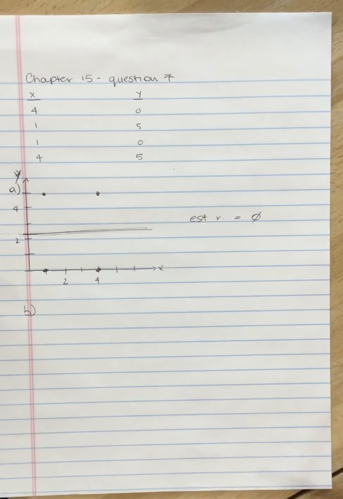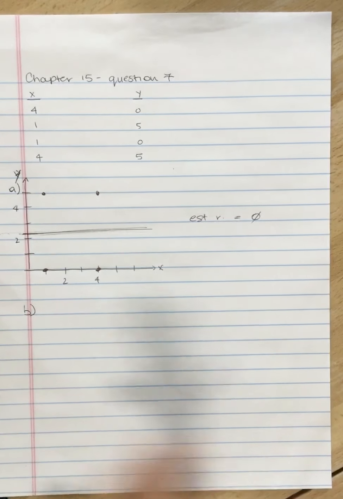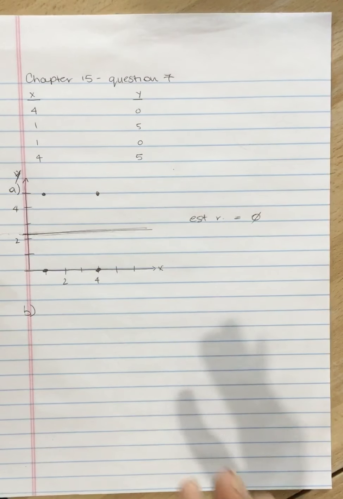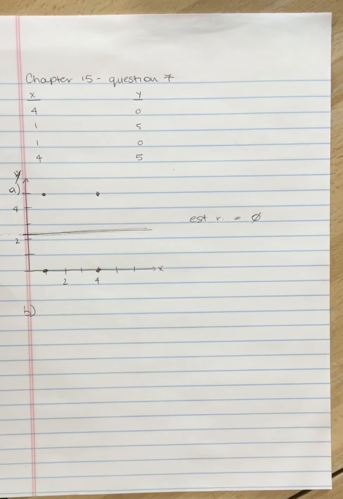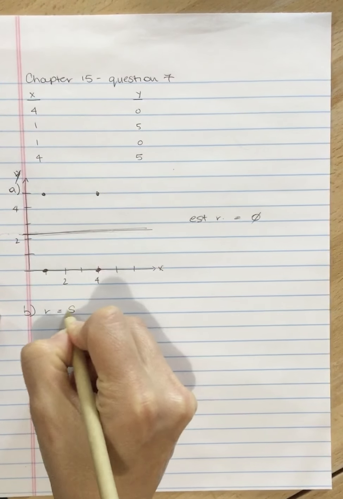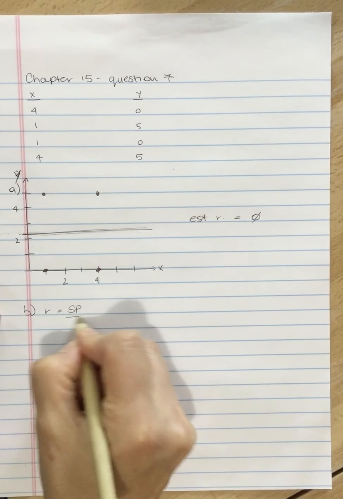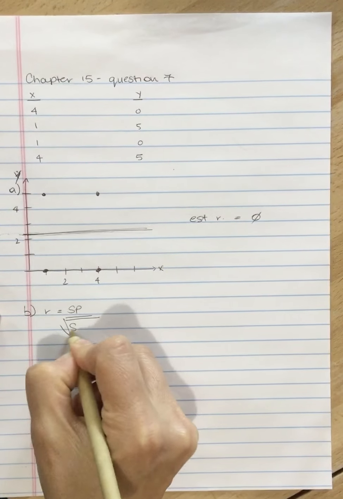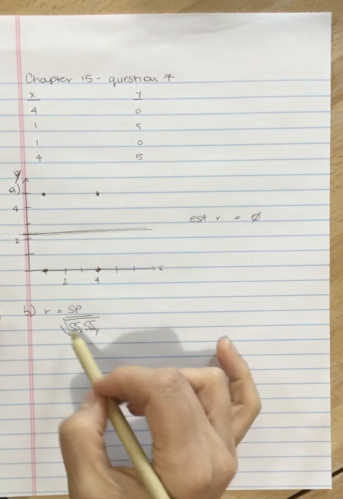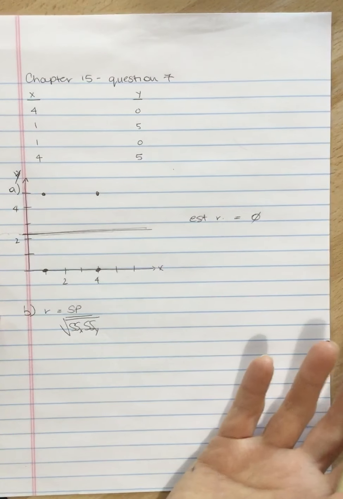Question B now states to calculate the Pearson correlation. And there's no four-step process here because there is no hypothesis. There's no story to this data. So the first thing that we need to do in order to calculate R, that is the sum of products divided by the square root of the sum of squares of x times the sum of squares of y, is calculate the sum of squares of x and the sum of squares of y.